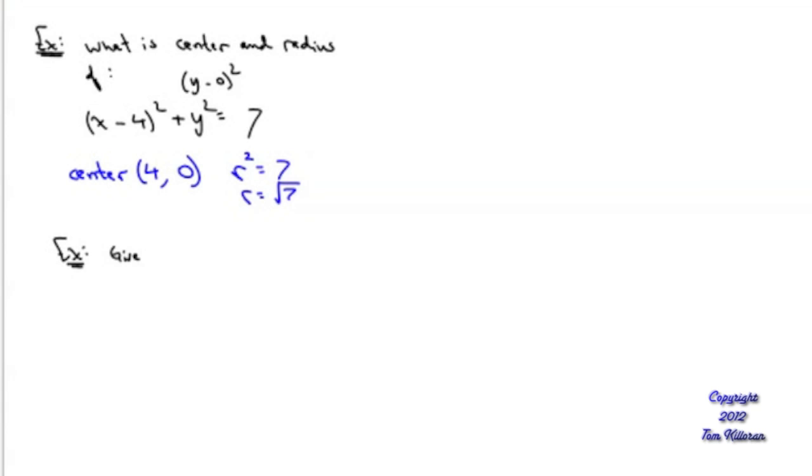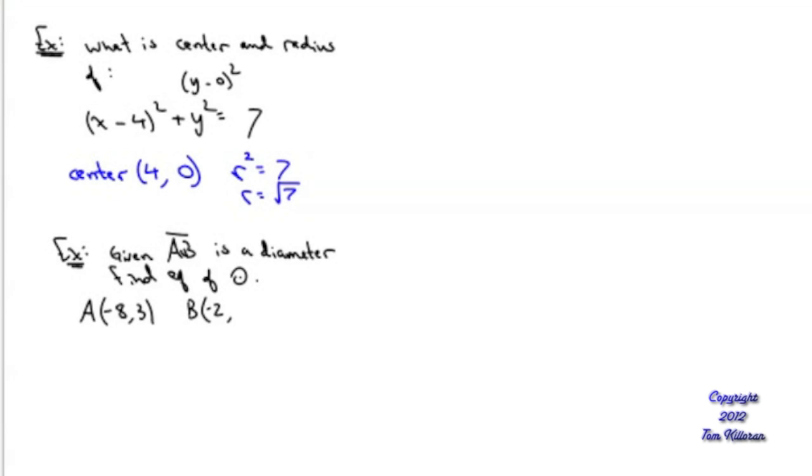Given line segment AB is a diameter, find the equation of the circle. I haven't told you what AB is yet. So let's say A is negative 3, and B is negative 2, 7.